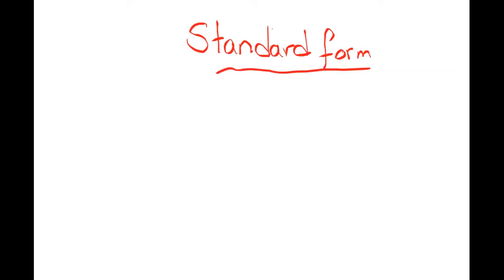What is the standard form? Standard form means to write our number in this form: A times 10 power of n. Sometimes n is positive, and we will learn when it will be positive, and sometimes it's negative, so there are cases to be positive or negative.